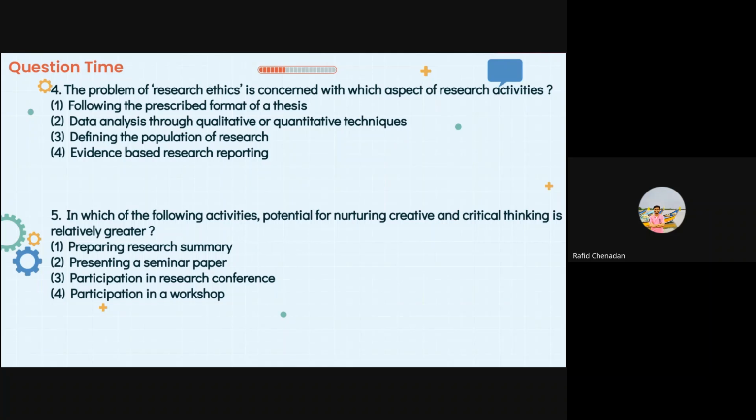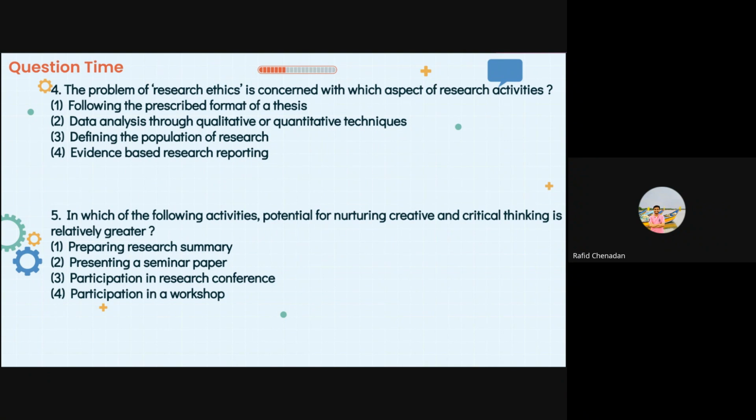And the next question: in which of the following activities is the potential for nurturing creative and critical thinking relatively greater? Is it preparing a research summary? Is it a seminar paper? Is it a conference? Is it a workshop? Definitely all these help in your creativity, but one has a greater role.